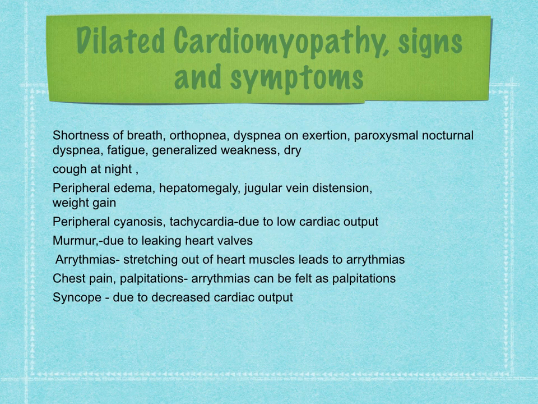Now, peripheral cyanosis and tachycardia will be due to low cardiac output. Murmur will be due to leaking heart valves. Arrhythmias will be due to stretching out of the heart muscle. Why will a patient feel chest pain and palpitations? Because arrhythmias can be felt as palpitations. Syncope will be there due to decreased cardiac output.